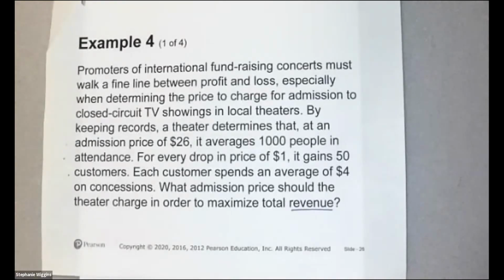By keeping records, a theater determines that at an admission price of $26, it averages 1,000 people in attendance. So for every drop in price of $1, it gains 50 customers. And each customer spends an average of $4 on concessions. So what admission price should the theater charge in order to maximize total revenue?